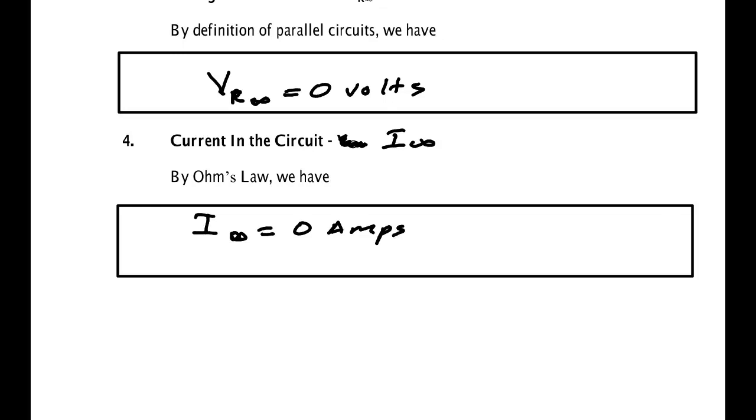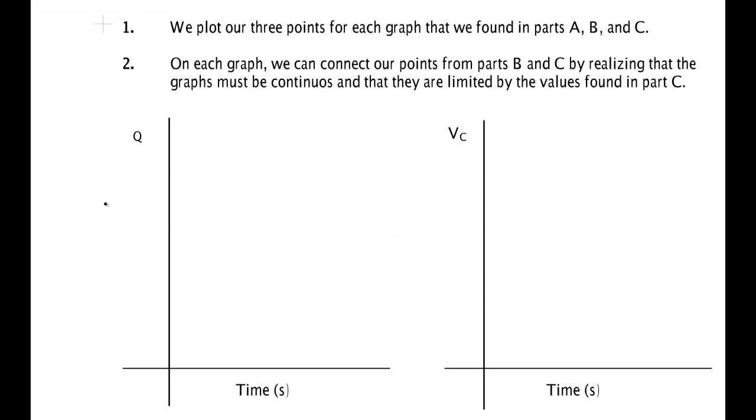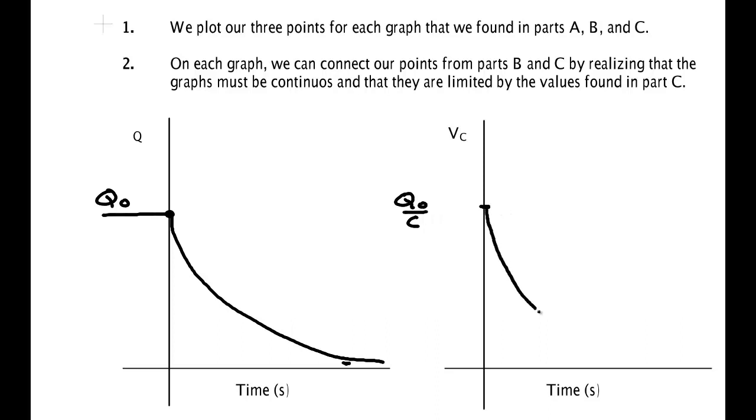Let's go and fill up our graphs with our results now. So in our graph, we originally had a charge Q, and then it went down to 0. So it went down like this, and it originally had some voltage Q naught over C, and it went to 0. Again, as we talked about in the previous videos, this graph here and that graph there must look alike by the definition of capacitance.